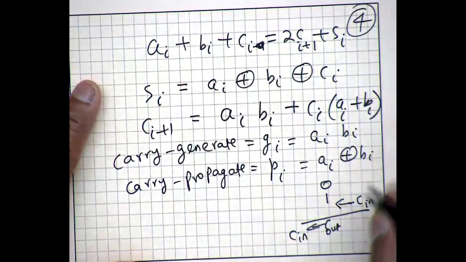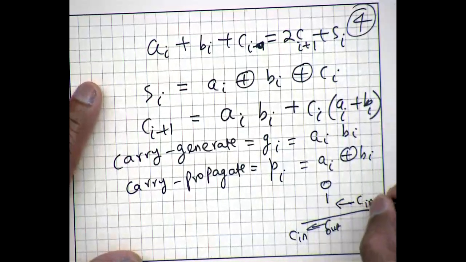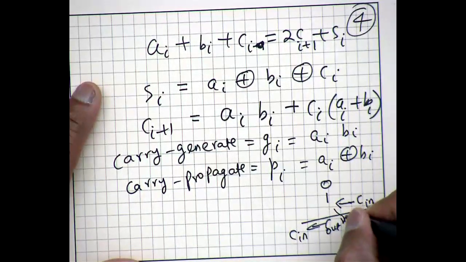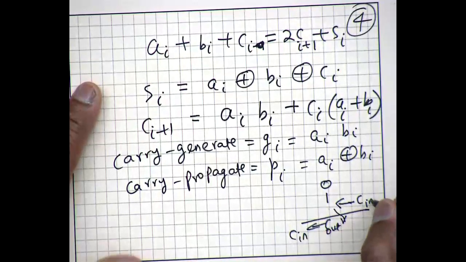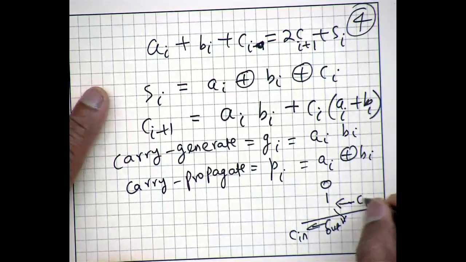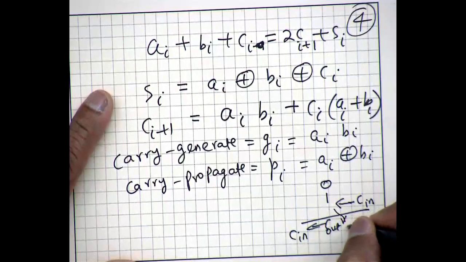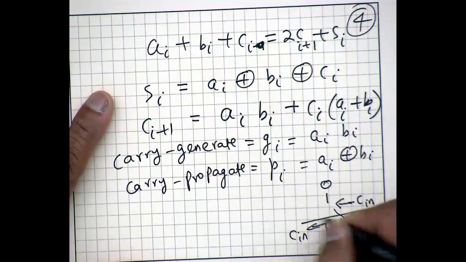Why did I say that carry out is equal to C in? Let's take a quick example. Let's say the input carry was 0. Then 0 plus 1 plus 0 is 1, so the sum is 1 and carry out is 0. Let's say the carry input was 1. 1 plus 1 is going to be 2, carry out will be 1, and the sum is going to be 0. So it doesn't matter what the carry input is, 0 or 1, that same thing propagates.